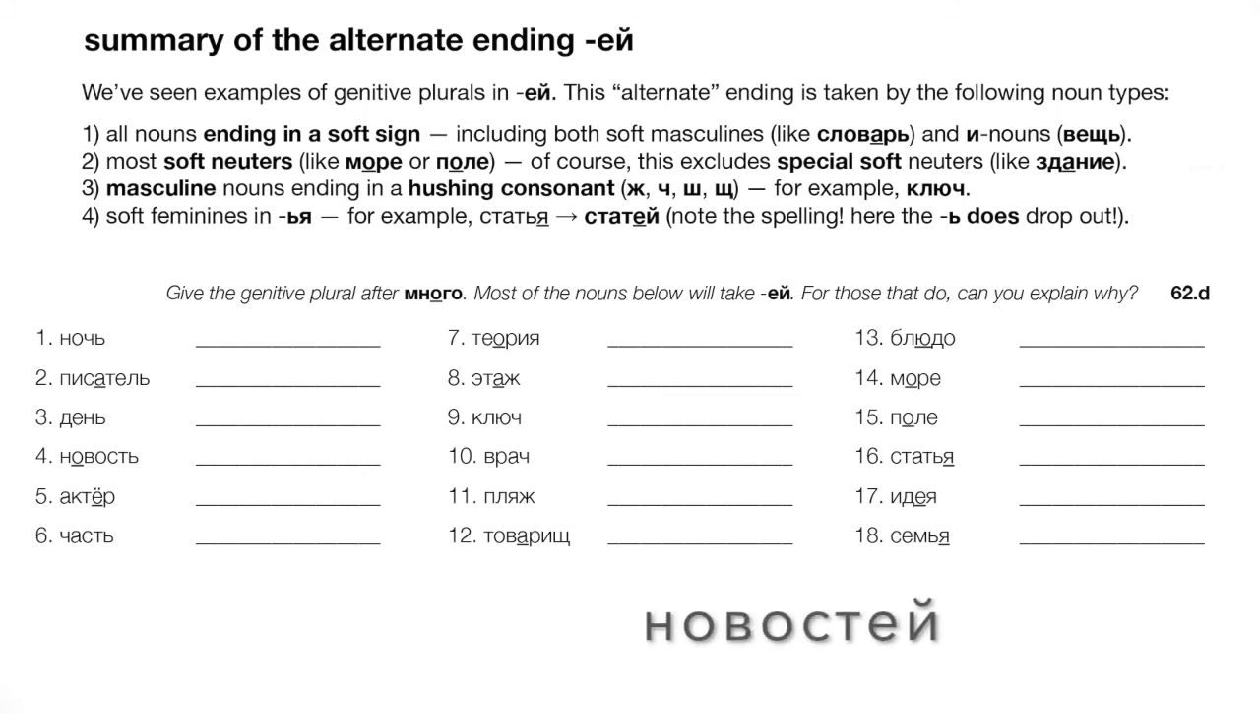Четыре, новость, новостей, right, news items. Пять, actors, okay, that's just a hard masculine, so that's going to be актёров, right, no reason for that to take -ей. Шесть, часть, genitive plural will be частей, right, it ends in a soft sign. Number seven, that's a special soft feminine, so genitive plural will be теорий. Eight, этаж. That's a masculine ending in a hushing consonant, so we get этажей. Девять, ключ, masculine ending in a hushing consonant, we get ключей. Десять, врач, doctor, masculine ending in a hushing, врачей.